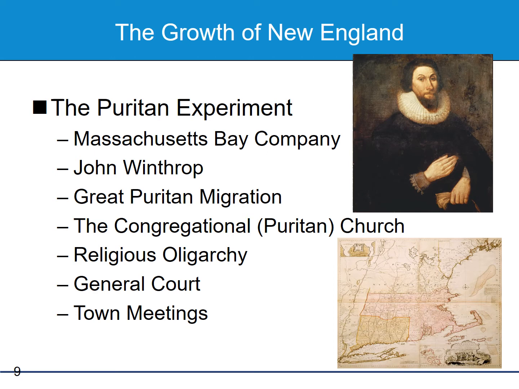This is when Charles I is king, and he is very anti-Puritan. And so the Massachusetts Bay Company, which originally wanted to colonize for monetary reasons, took up the cause of the Puritans and gave the Puritans a land grant in the New World. John Winthrop became the first governor of the Massachusetts Bay Colony. And over a period of about 20 years, we have what's known as the Great Puritan Migration, where about 20,000 Puritans will migrate from Great Britain to the New World.